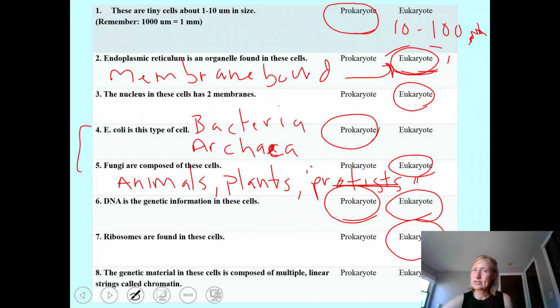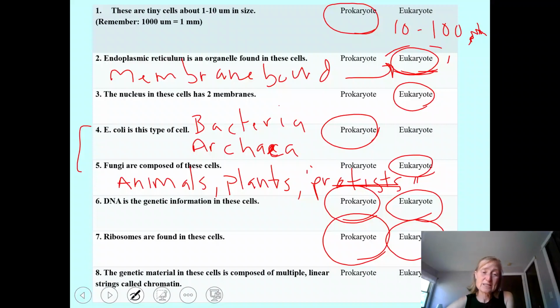Are they in prokaryotes too? Yeah. Okay, ribosomes are found in prokaryotes and eukaryotes. They are the site of protein synthesis. They help make proteins in both of these types of cells. All cells need proteins to do everything that they do. So that's kind of a trick question, number 2.